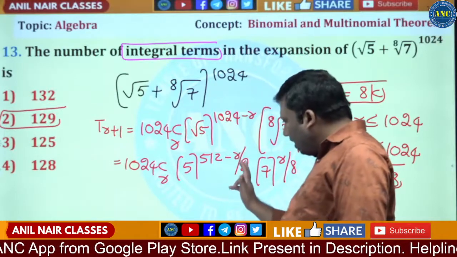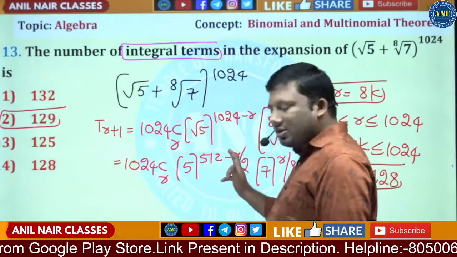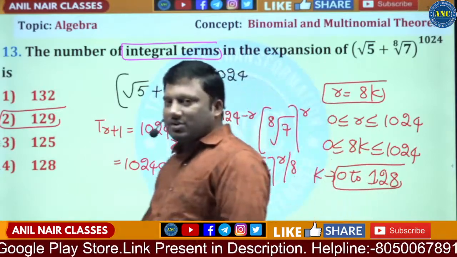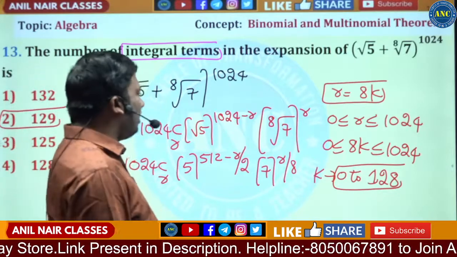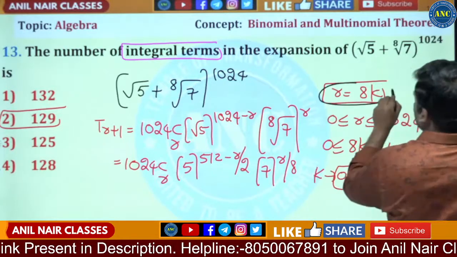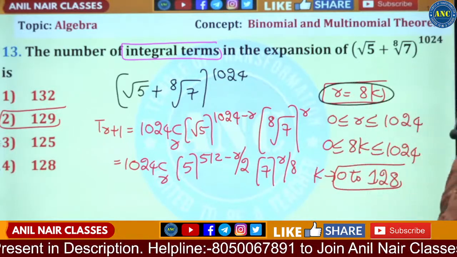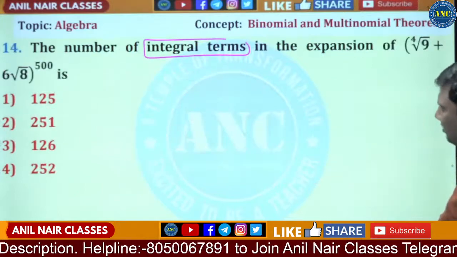The idea is R is divisible by 2, R is divisible by 8. Any number divisible by 8 is also divisible by 2. So R should be divisible by 8. That is how to find the integral terms. I hope the idea is very clear.